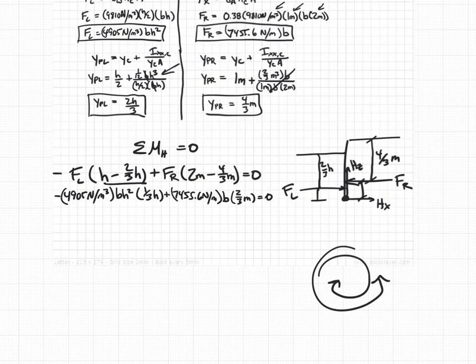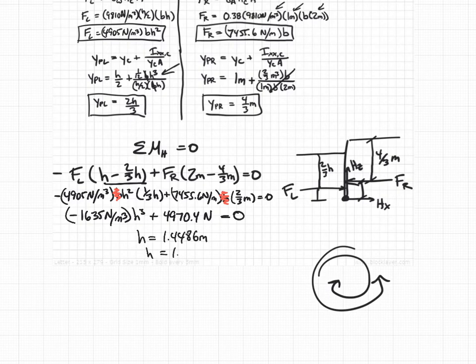Okay, so I'll do an intermediate step here, but one nice thing you can see right here is these B's are going to cancel out. So even though I didn't give you B, you didn't need B. But the intermediate step becomes negative 1635 newtons per meter cubed times, looks like this is going to be h cubed, plus 4970.4 newtons equals 0. So solve that and we'll get h equals 1.4486 meters, h equals 1.45 meters.